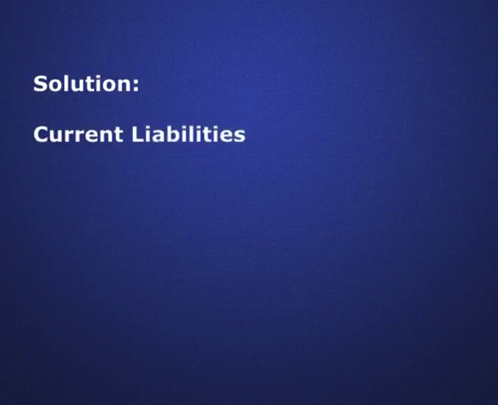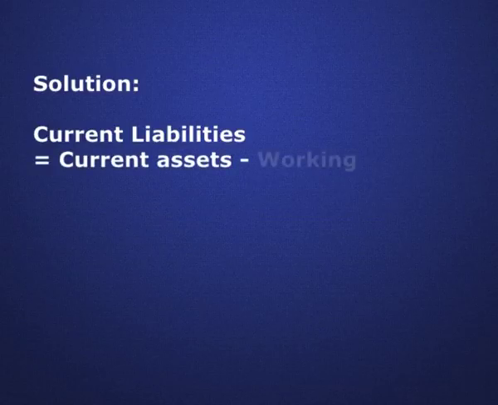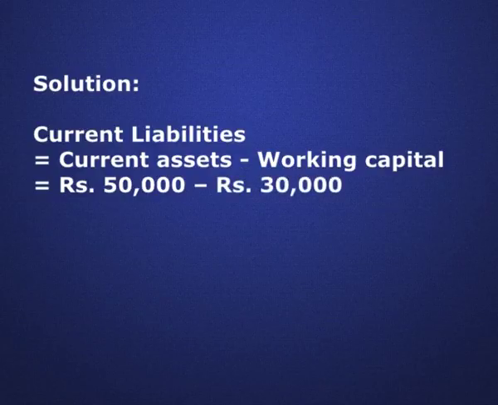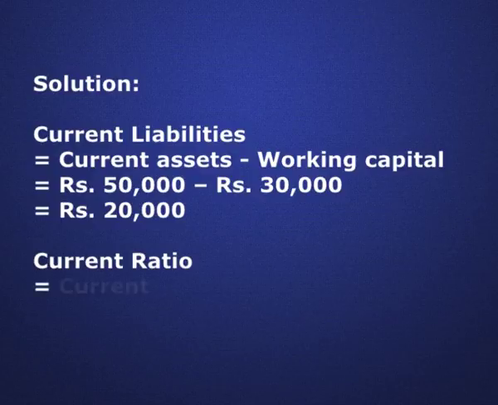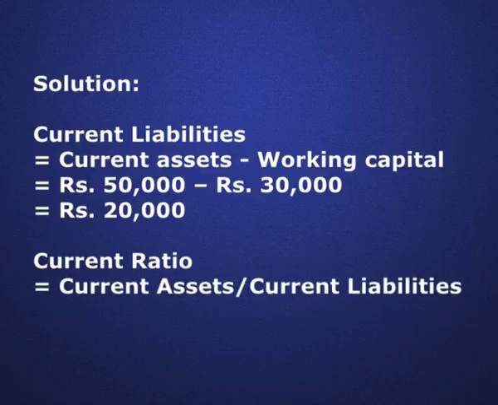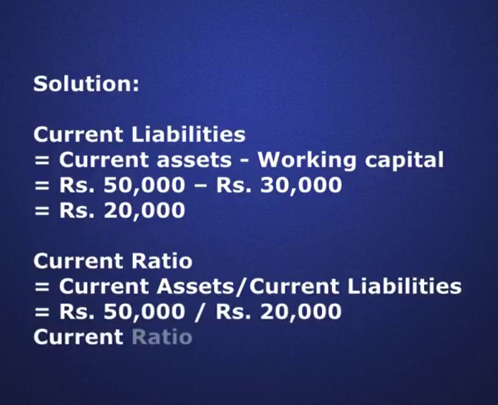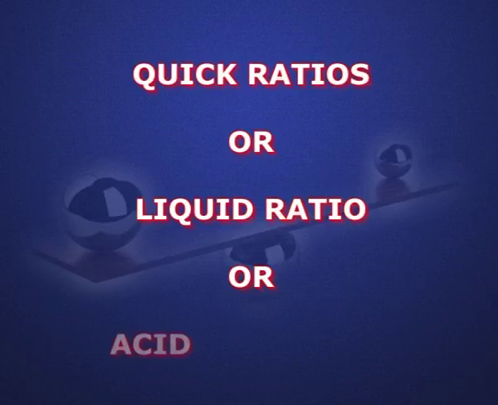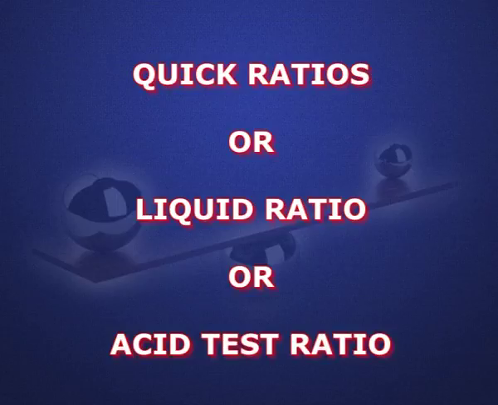Current liabilities is equal to current assets minus working capital, which is rupees 50,000 minus rupees 30,000, equal to rupees 20,000. Current ratio is equal to current assets divided by current liabilities, which is rupees 50,000 divided by rupees 20,000. Current ratio is equal to 2.5. Quick ratio or liquid ratio or acid test ratio.